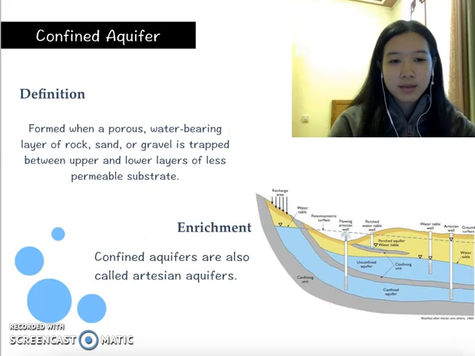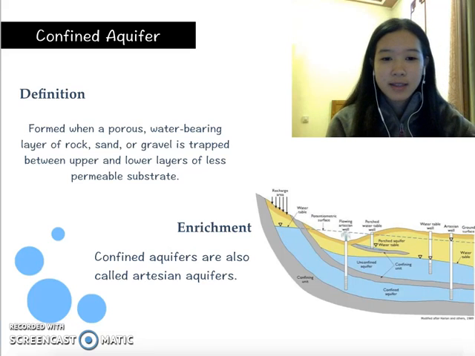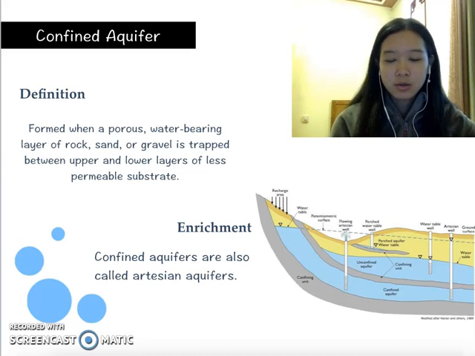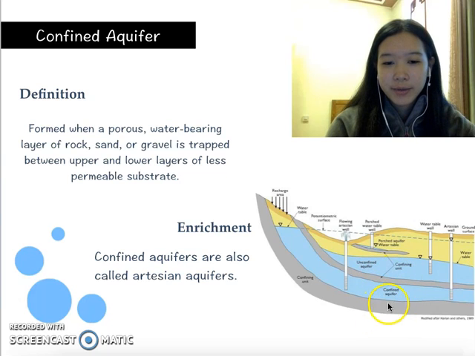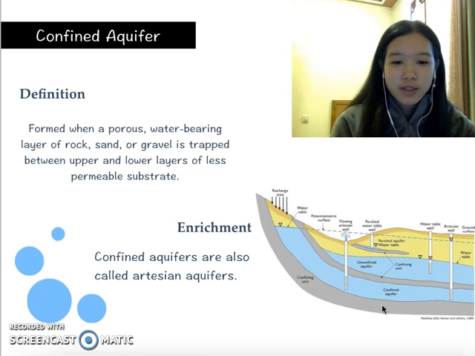Now let's talk about confined aquifer. A confined aquifer is formed when a porous water-bearing layer of rock, sand, or gravel is trapped between upper and lower layers of less permeable substrate. So in this diagram here, you can see the confined aquifer. It is located between the upper layer and the lower layer. Confined aquifers are also called artesian aquifers.